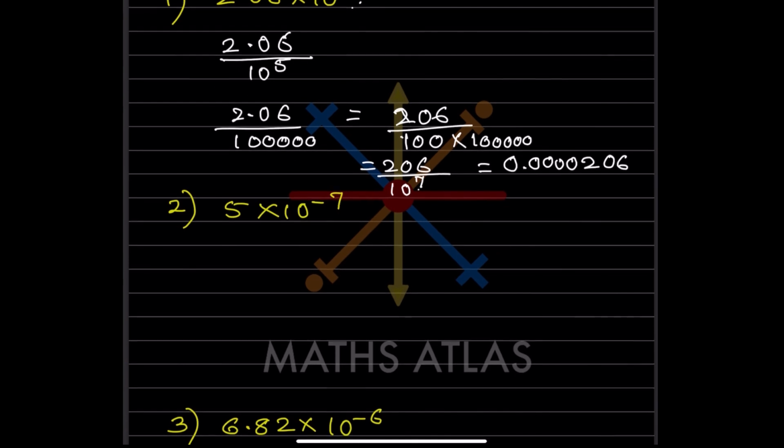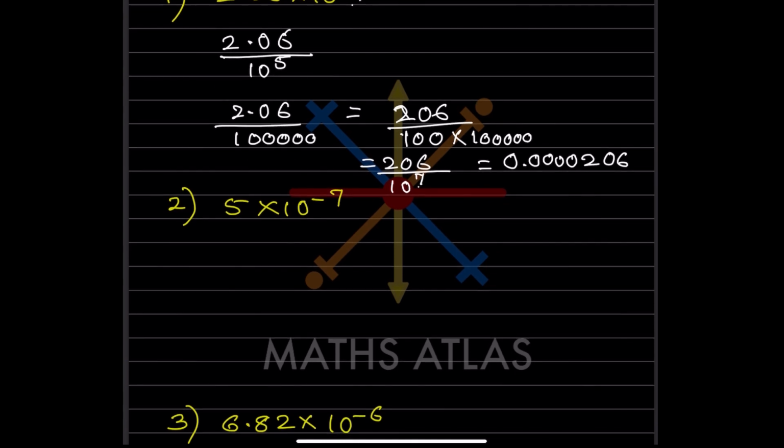Now let us look at the next one. You will write here 5 and make the exponent positive, so 10 raised to 7. This can also be written as 5, and we'll write 1 and put 7 zeros: 1, 2, 3, 4, 5, 6, 7. This can also be written this way: you will write 5, and including this you are going to write 7 here, so there will be 6 zeros: 1, 2, 3, 4, 5, 6.